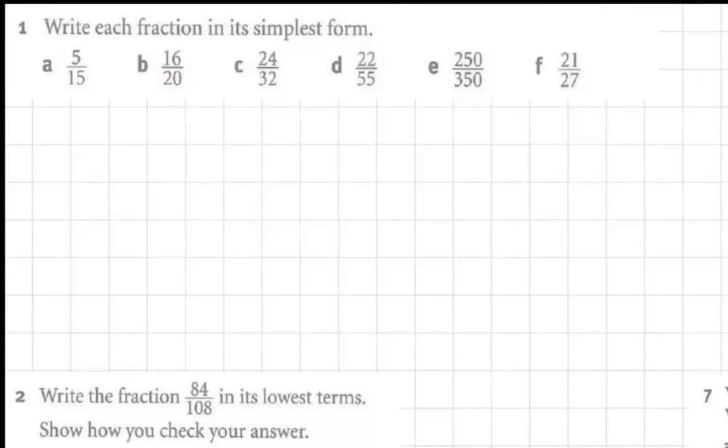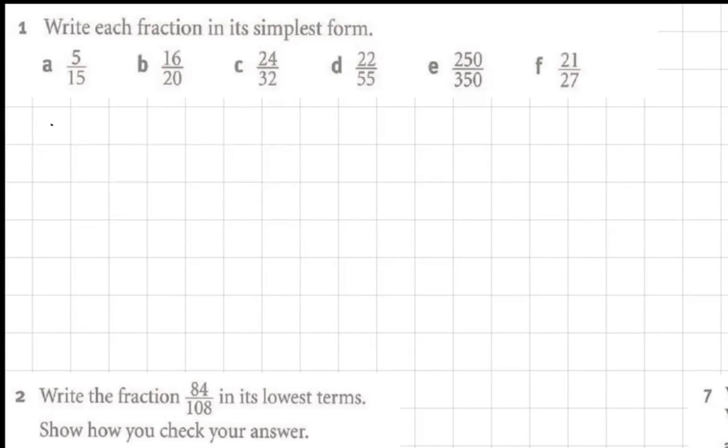Next one. 250 over 350. I don't like this number. So what I would normally do is divide by 10 first. So I get 25 over 35. Looks easier for me this way. So let's divide it by 5. Get 5 over 7, both prime numbers, and that's it.